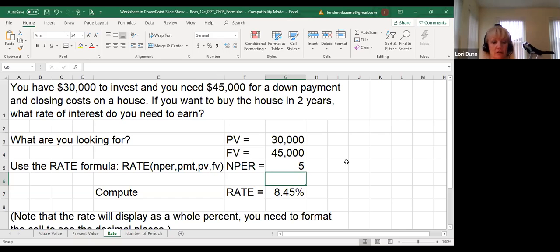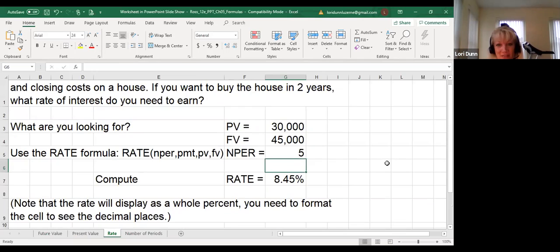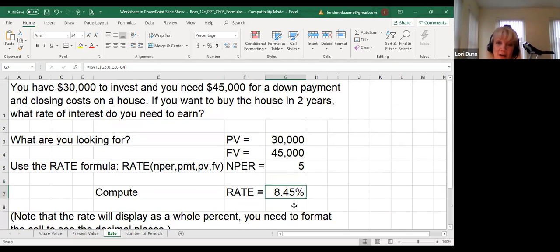Instead of you sitting here going, 1 divided by 5 to the 5th power and everything else, Excel just streamlines it really quick for us, even faster than our financial calculator, as long as we set up our formula referencing cells and not the actual numbers.